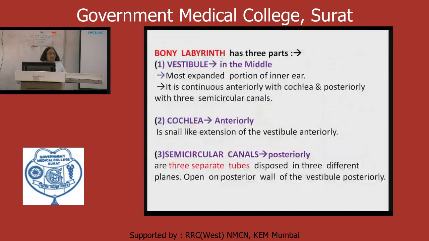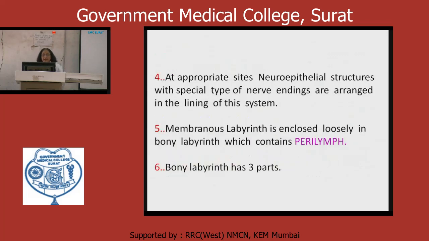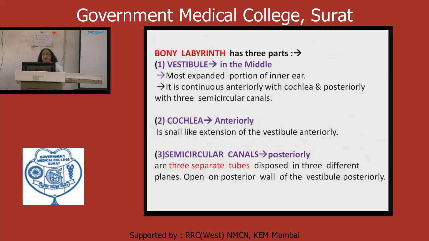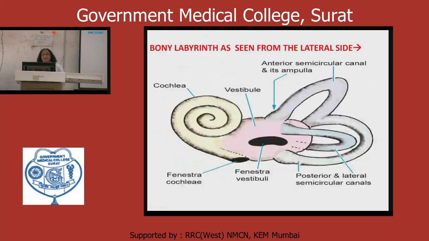Now, the inner ear cavity consists mainly of two sacs. One is the membranous and one is the bony labyrinth. We have discussed that the bony labyrinth has three parts. These are the three parts, seen from the lateral side. The centrally dilated middle part is called the vestibule, and anterior to the vestibule is the cochlea.